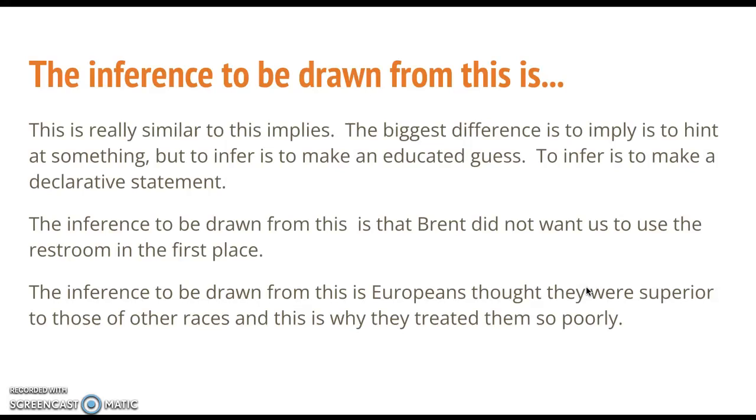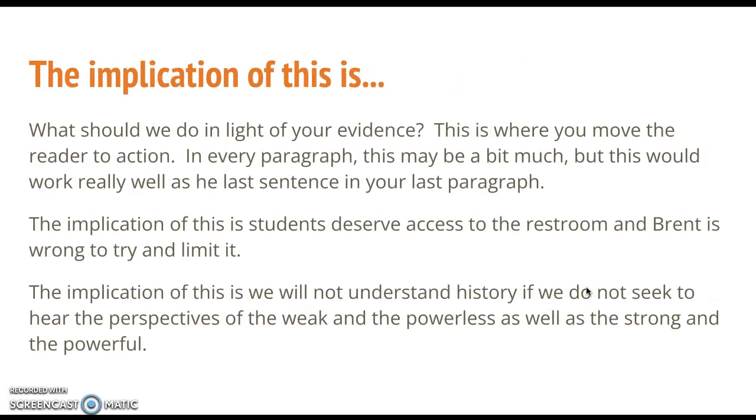Again, you are using this sentence stem to show what is going on in this, okay? The implication of this is, what should we do in light of your evidence? This is where you move the reader to action. So again, using something spicy. If you do this in every paragraph, your paper might be a bit much. It starts to sound a little preachy, maybe. But this would work really well in the last sentence of your last paragraph, where you are really trying to prove this is why this person is important, or as you're investigating that, or why we should try to be like this person. Okay. So the implication of this is students deserve access to the restroom, and Brent is wrong to try and limit it.